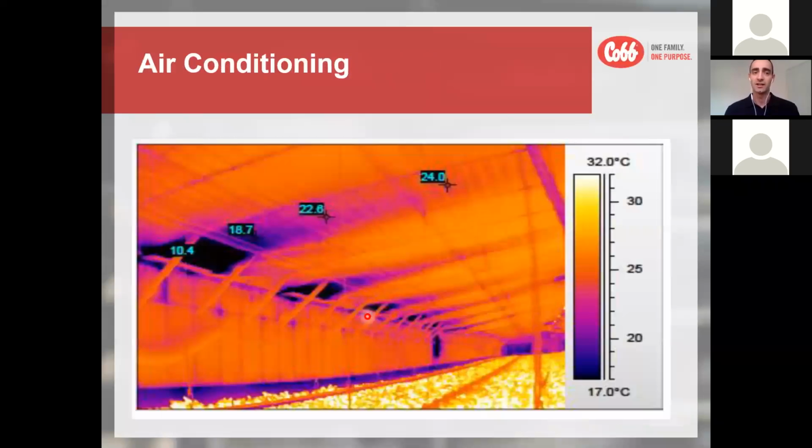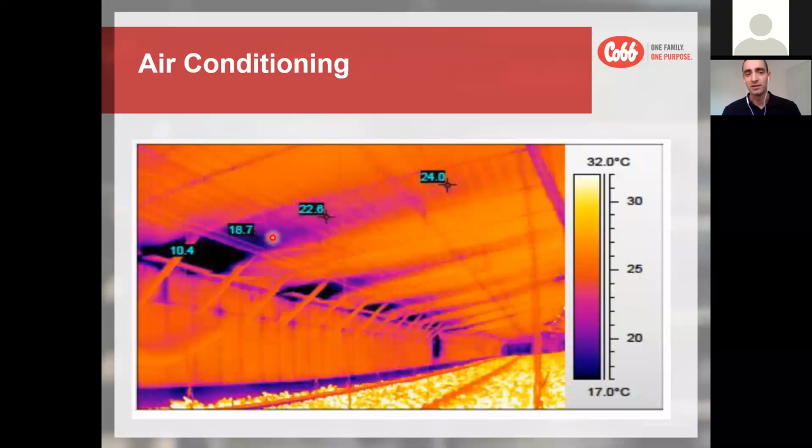So this is just a nice thermal image from a poultry house where you can see quite clearly, this is the inlet over here, and you can see 10.4 degrees. And as the air comes in, you can see how it's heating up. That just shows a nice practical picture of the one I showed you before.